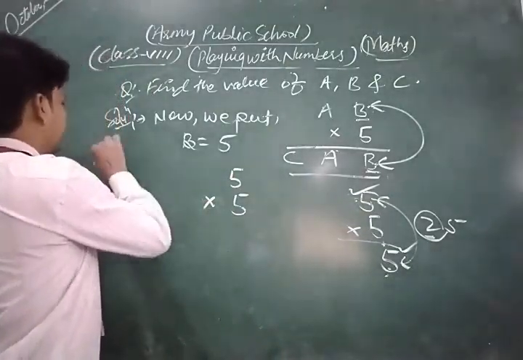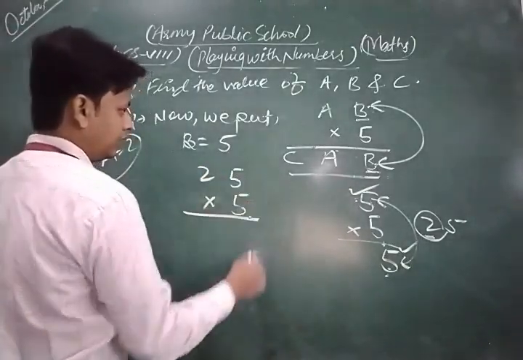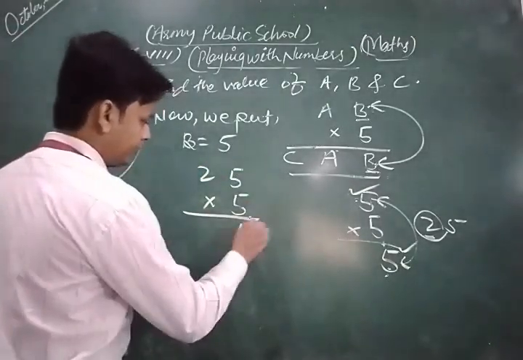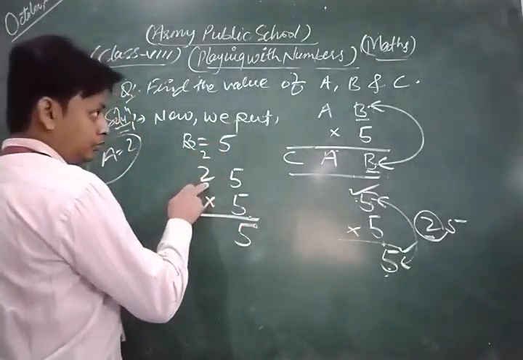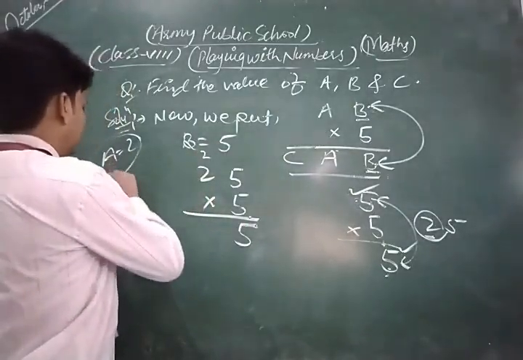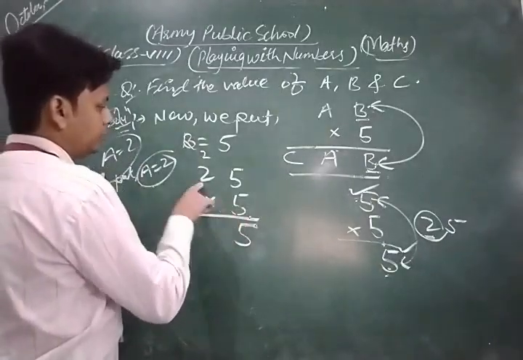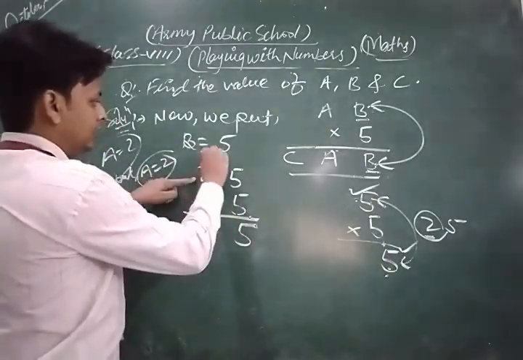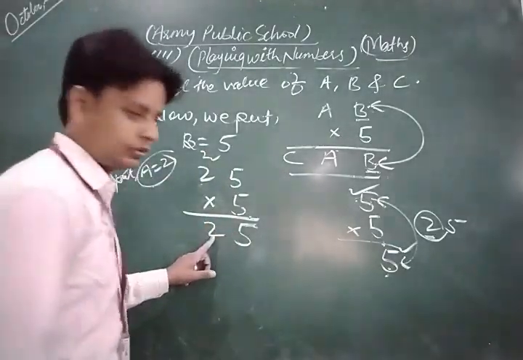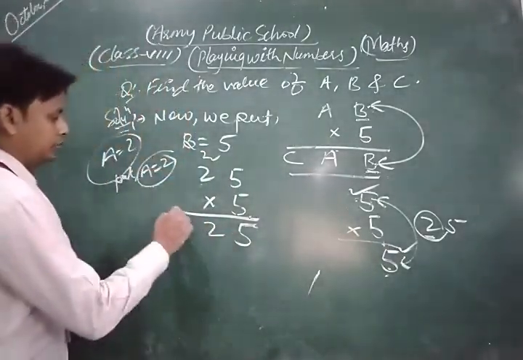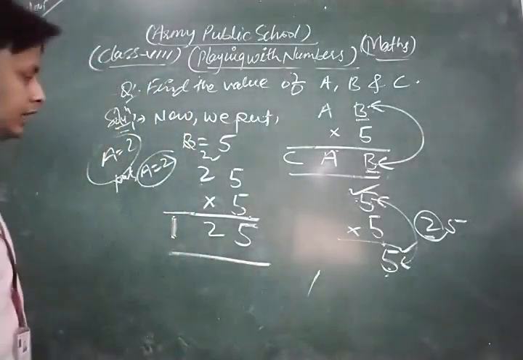Now suppose we put A is equal to 2. So 5 times 5 is 25, we write 5 and carry 2. And we choose A is equal to 2, so 5 times 2 is 10, and 10 plus 2 is 12, write 2 and carry 1, so we write 1 as it is.